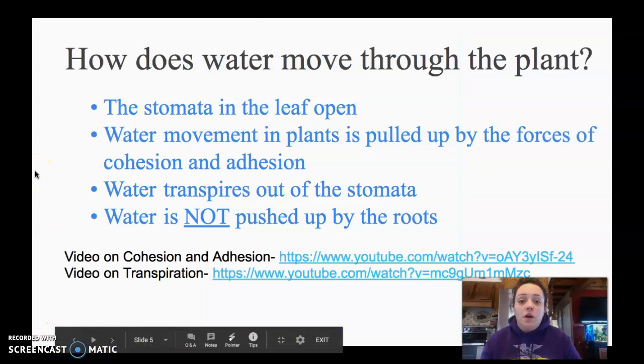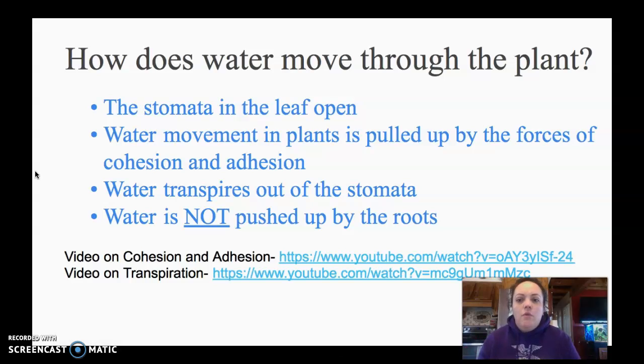So how does the water move through the plant? How does that happen? Well, basically a series of steps happen. There's a little tiny opening in the leaf called a stomata, and this is sort of like a pore. This is where gas exchange occurs. And basically once that stomata opens, water movement in the plant is pulled up by the forces of cohesion and adhesion. Once that stomata is open and the water starts doing its thing, the water transpires out of the stomata. Essentially, it's evaporating out into the atmosphere.